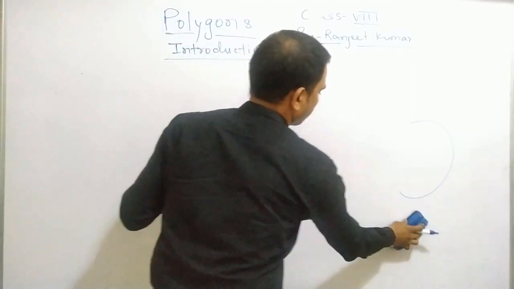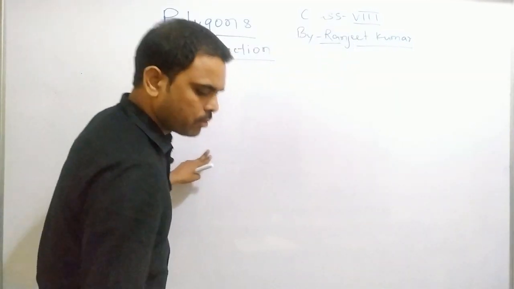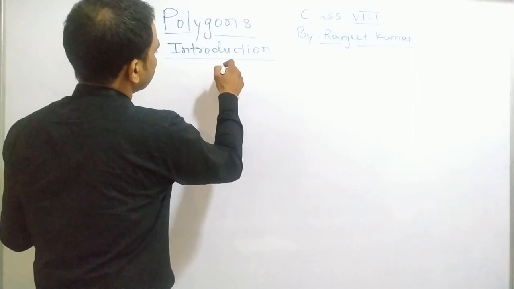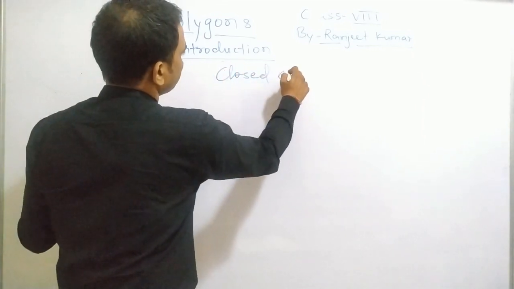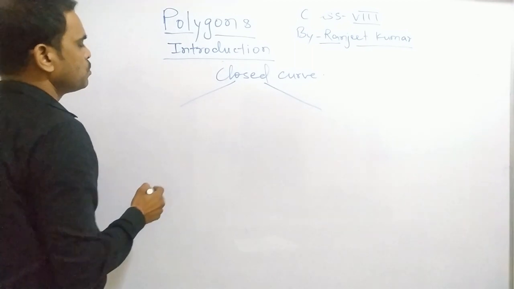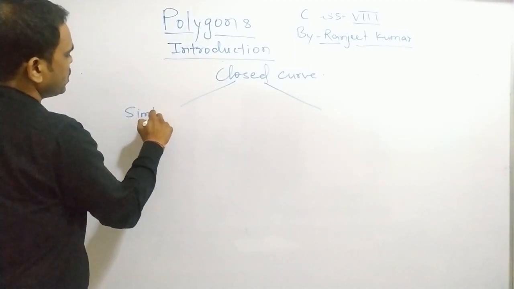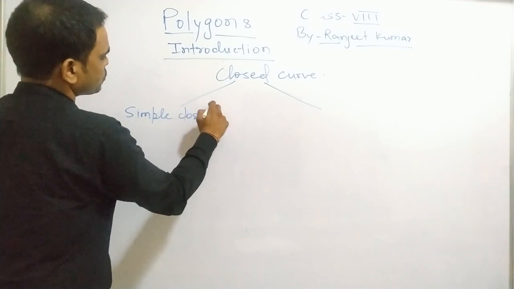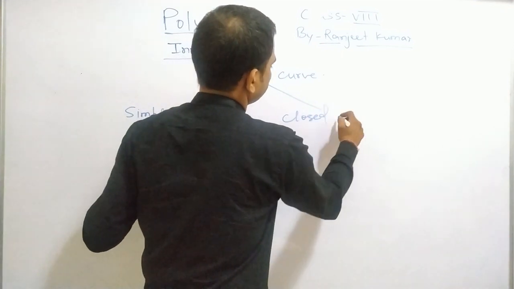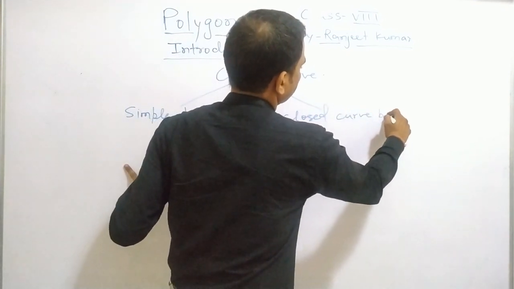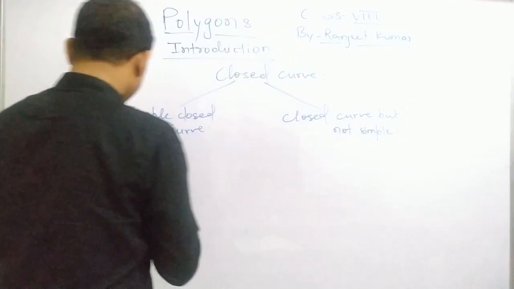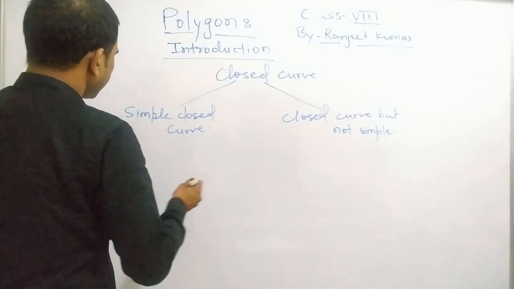In closed curve we have to know about simple closed curve and closed curve but not simple. Okay, so writing it here, closed curve, and trying to categorize it into two parts. Number one, simple closed curve, and number two, closed curve but not simple. Okay, with examples only we will try to understand it.